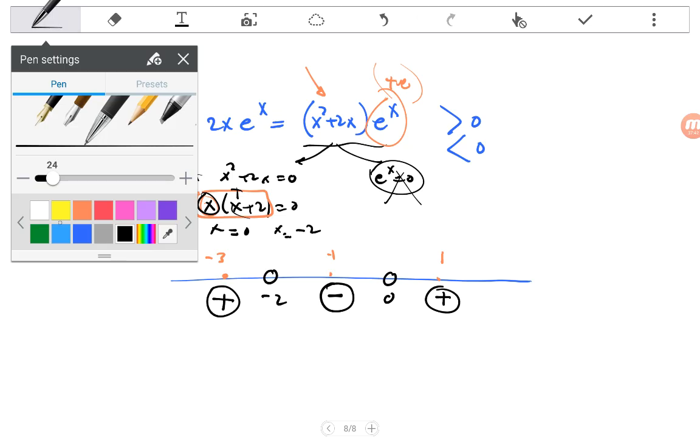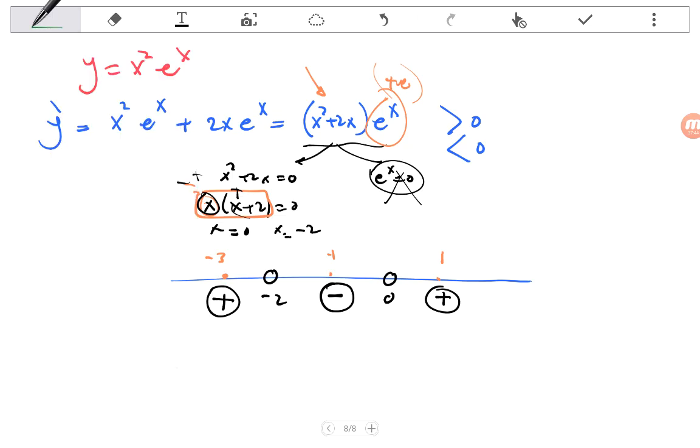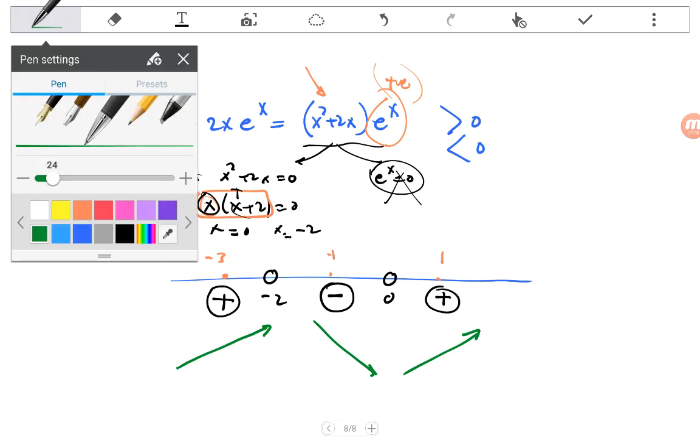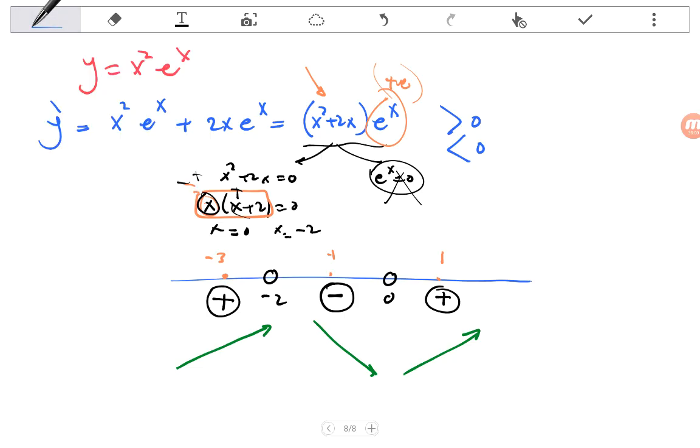So what is the behavior of this function? It is increasing, then decreasing, then increasing again. Okay? It is increasing, then decreasing, then increasing again. If this point is in the domain of the function, I will call it a local maximum.